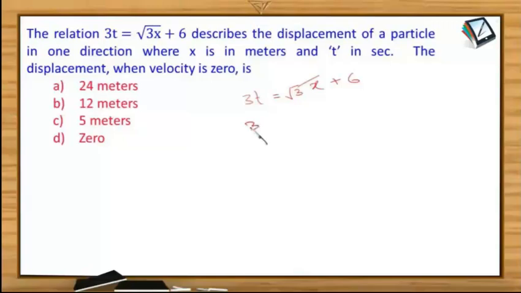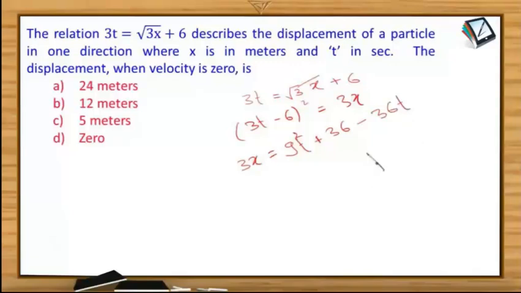So let me put it this way: (3t − 6)² = 3x, taking square on both sides. So 3x becomes 9t² + 36, and this is minus 2 into 3 into 6, which means 36t. So x becomes 3t² + 12 − 12t. Alright, so we have got displacement in terms of time: 3t² − 12t + 12.